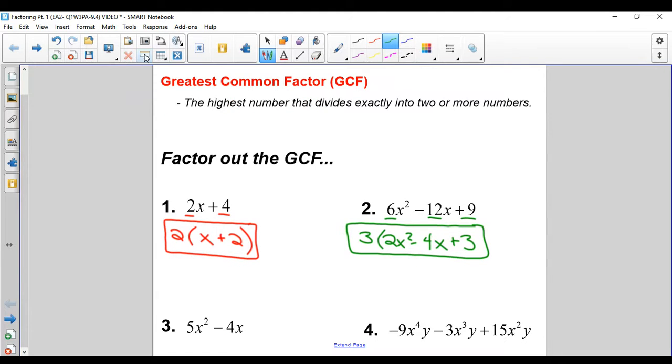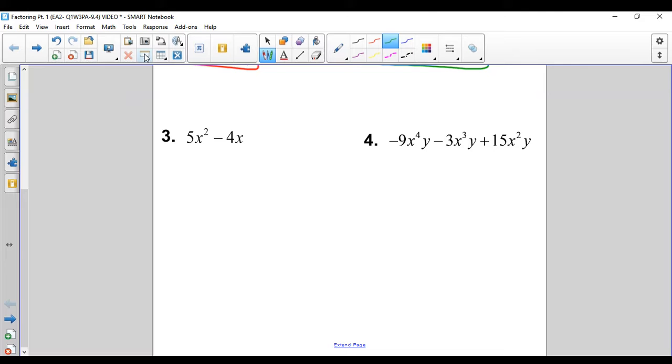A couple more. Got some variables in the mix. 5x squared minus 4x. 5 and 4 don't have anything in common, but x squared and x, they both have x's. You take out the lowest number of x's. That's all they have in common. The second one only has 1x, so you can only take 1x out. You take the x out, you're left with 5x minus 4, and the factoring is complete.